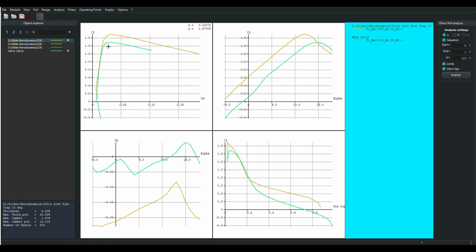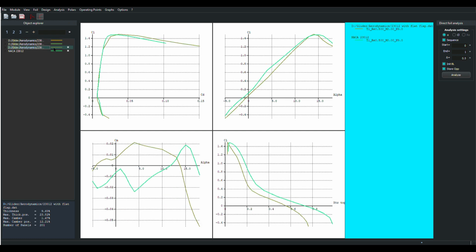This brown curve would actually be moved over in front of the light green one here, and you'd actually have more drag over a wide range. So this is the one with undeflected. This is the undeflected flat flap compared to the baseline 23012, and we see there's not much difference in the L/D curves. In fact, here at real high CLs, it actually pulls more CL per CD at very high angles of attack near stall. So at stall, it actually performs a little bit better.